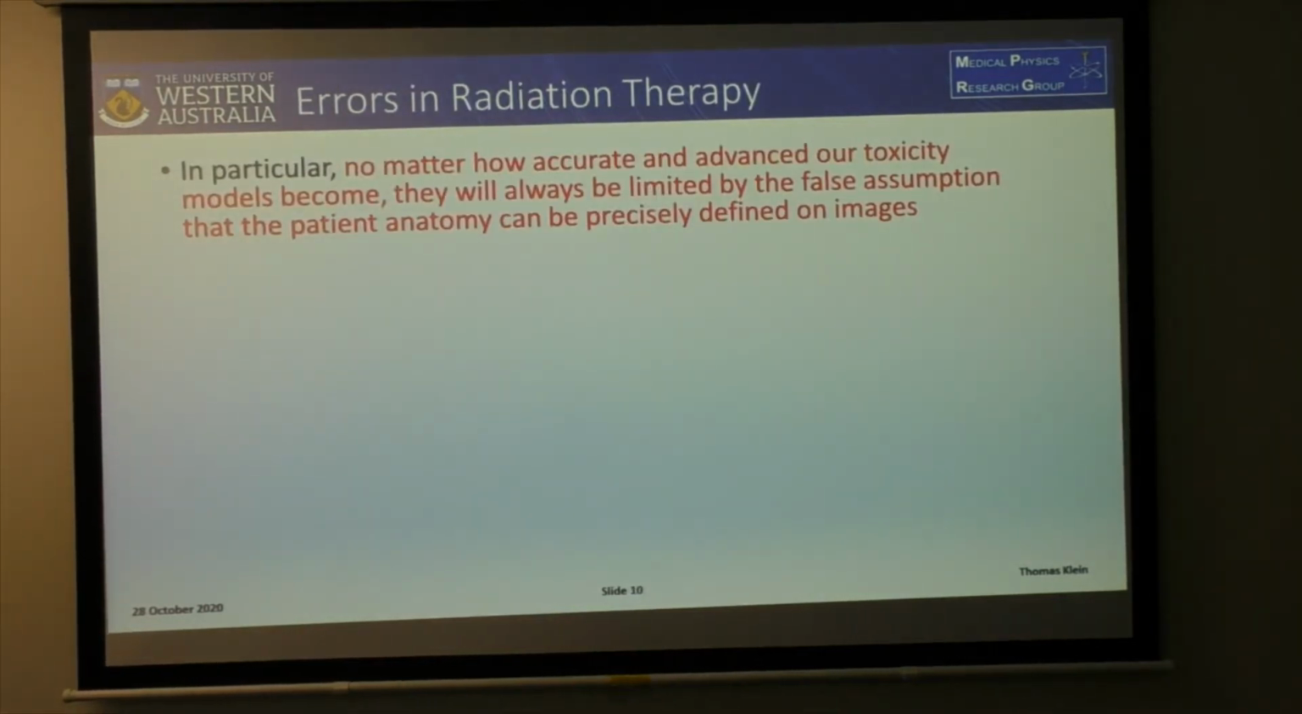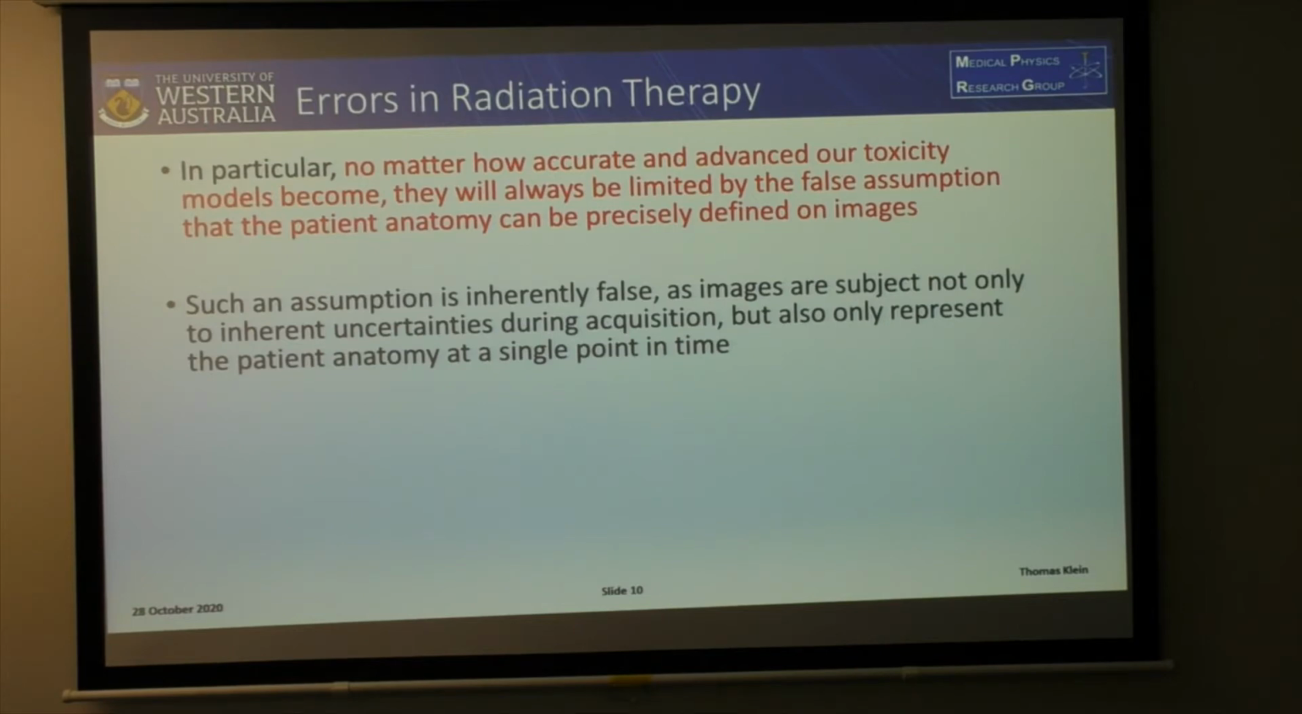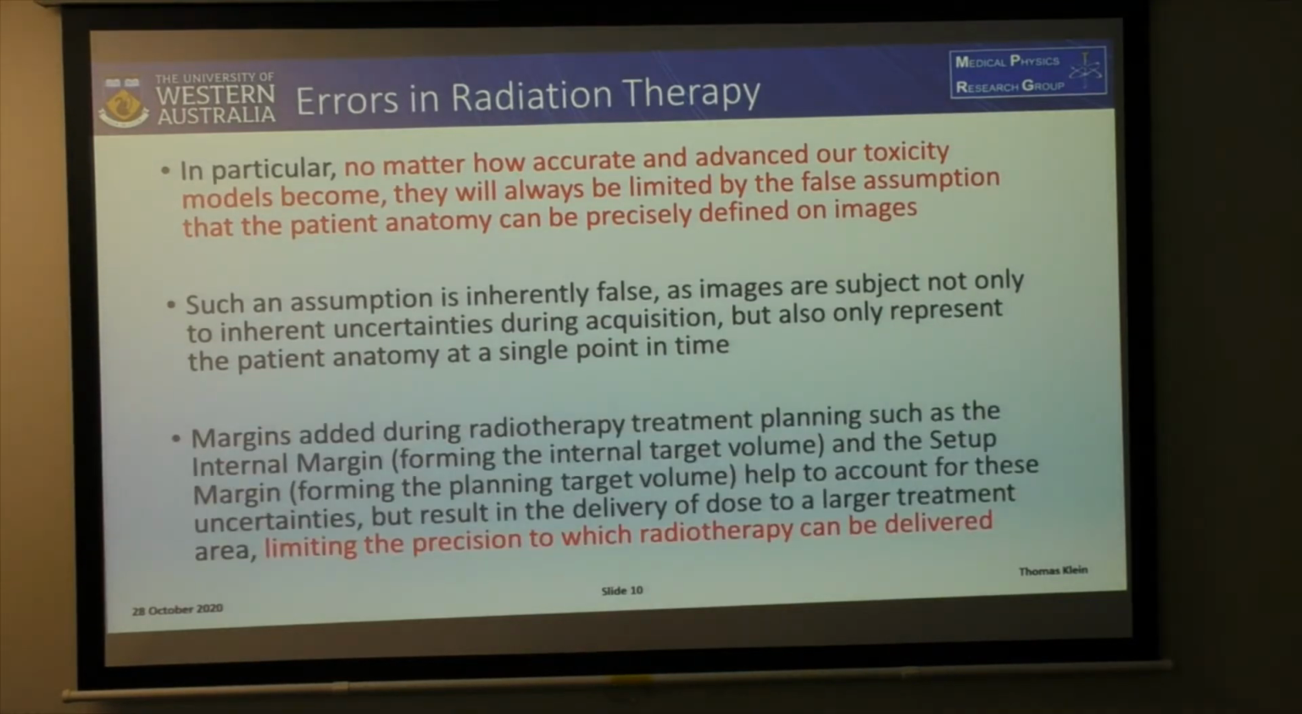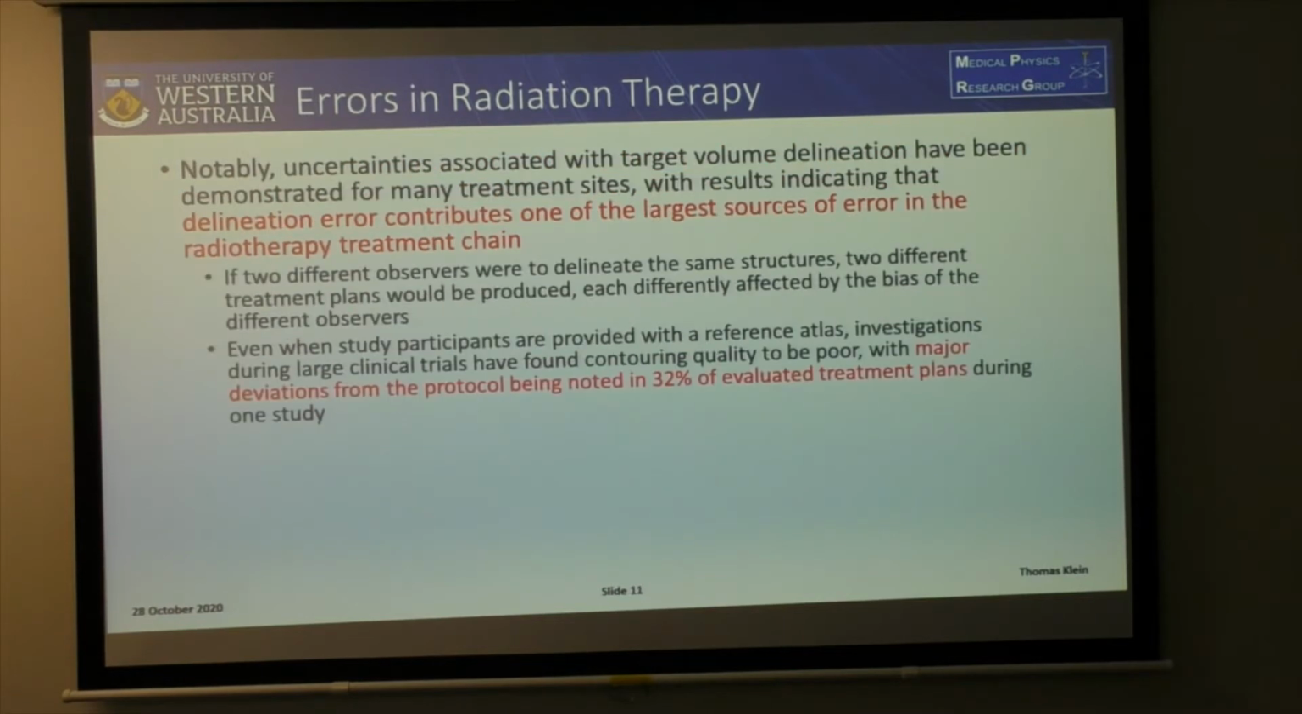So another issue is that no matter how accurate or advanced our toxicity models become, they'll always be limited by the false assumption that we can precisely define the patient anatomy. This assumption is inherently false, as CT scan images are subject to inherent uncertainties and also only represent the patient's anatomy at a single point in time. Margins added during radiotherapy attempt to account for these uncertainties, but they also result in the delivery of dose to a larger treatment area and limit the precision with which we can deliver our radiation therapy.